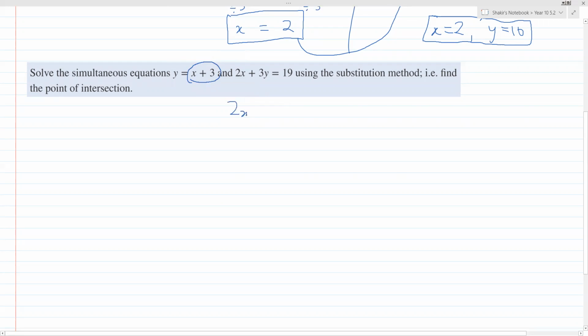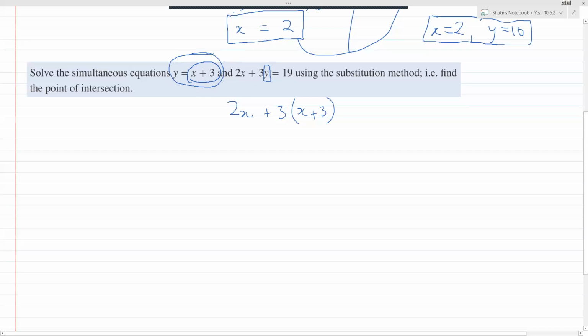So 2x. So I know y is equal to x plus 3. So every time I see y, I'm going to put x plus 3 in brackets there, right? 2x plus, and in brackets, I'm going to put x plus 3 now. Remember, I'm just putting this equation into that equation. And the way I'm doing that, I know what y equals. y equals x plus 3. So I'm going to sub in x plus 3 every time I see y. That's really it. And let's solve this now.